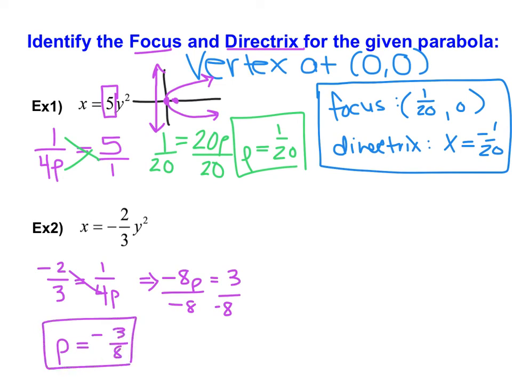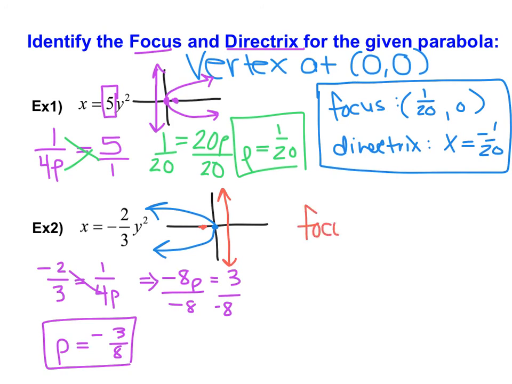So what this tells me is, if I draw a little sketch here, because p is negative, my graph is going to open to the left. It's going to open backwards. And then I know that my focus point is going to be somewhere in here in the negative direction, and my directrix is here in the positive direction. So if I apply this, I know that the negative 3/8 is how far I move from the vertex to the focus, or the vertex to the directrix.